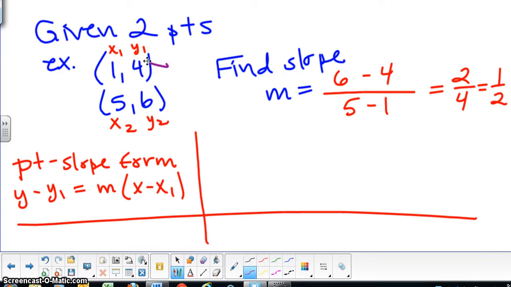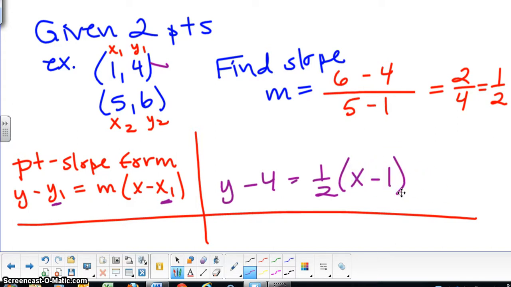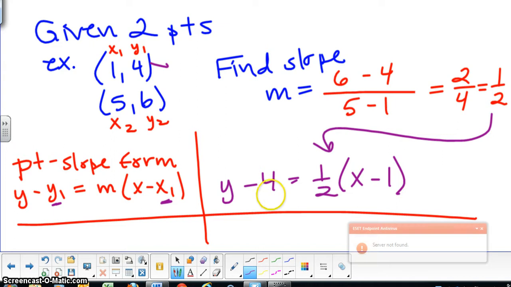I'm going to go ahead and choose the 1, 4, and I'm going to put that in for x1 and y1. So our formula then would be y minus 4 equals 1/2 times x minus 1. And that is an answer in point slope form. Could you use 5, 6? Sure, you're going to get the exact same thing. So the 1/2 comes from the slope, and then the 1 and 4 are going to come from the point that was given.